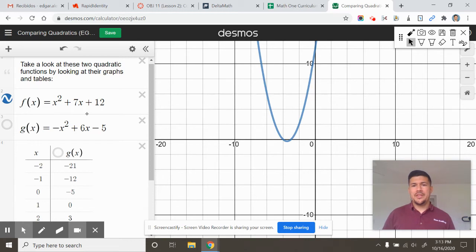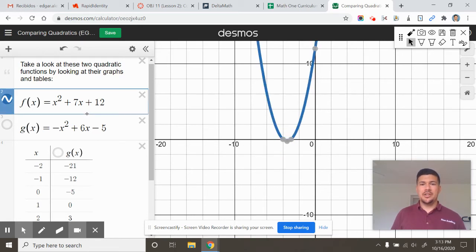So what if I were to compare the x-intercepts? I could say, which of the two functions has the smallest x-intercept? Well, I can't tell from the equation yet. Soon I'll be able to tell from the equation what the x-intercepts are. But for f of x, I can look at the graph and I can see that the smallest x-intercept is x equals negative 4.